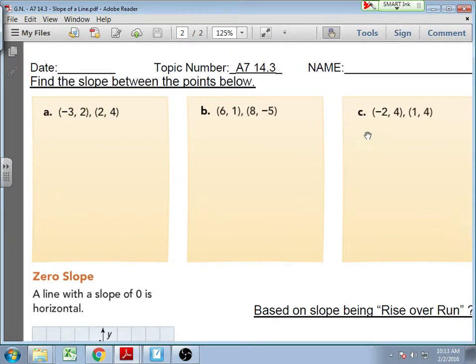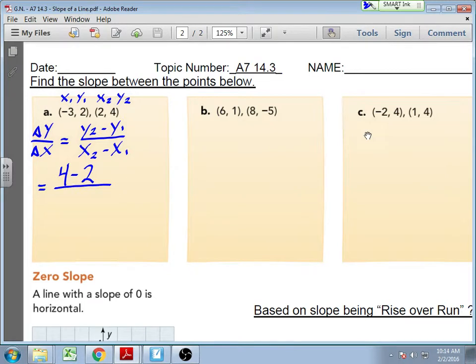So, if we are given these points, try it out. I will walk through one. If you want to watch me, I will walk through one up here. Any questions on what I did?